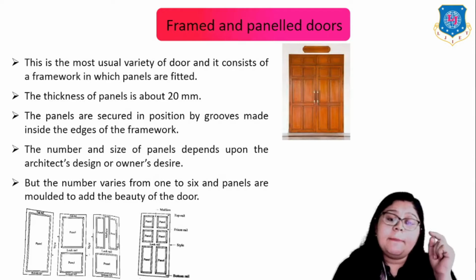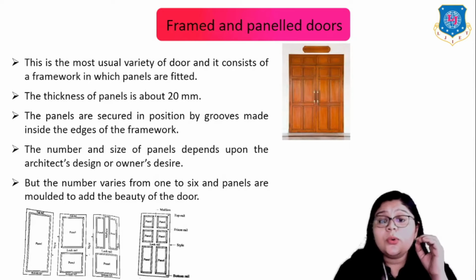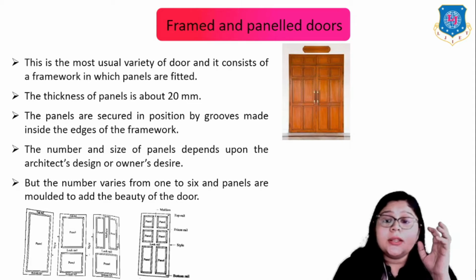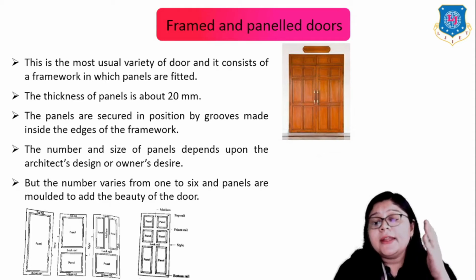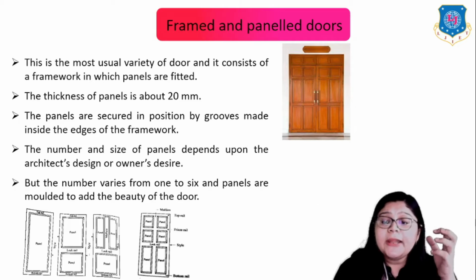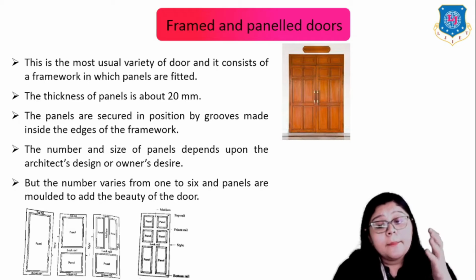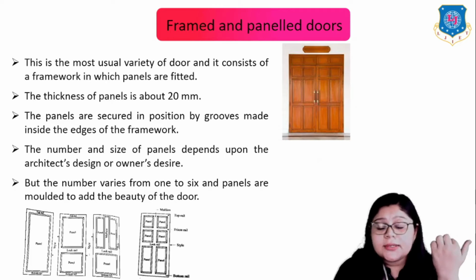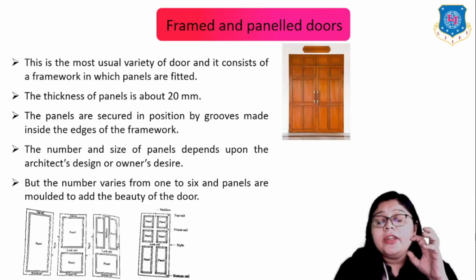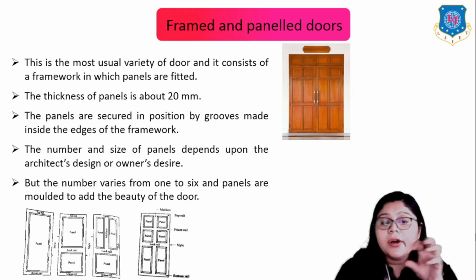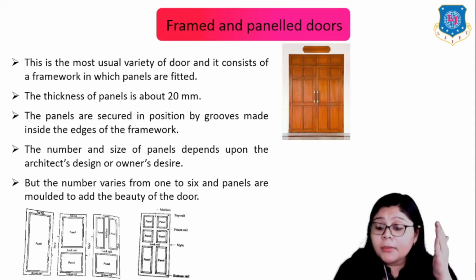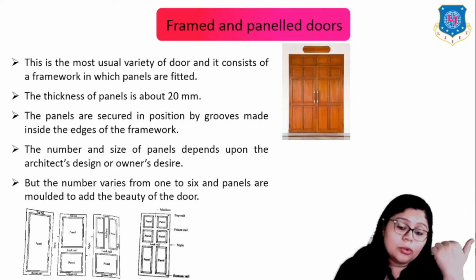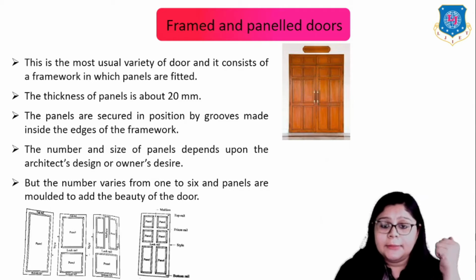Next is the framed and panelled door. This is the most usual variety of door and it consists of a framework in which panels are fitted. The thickness of panels is about 20 mm and the panels are secured in position by grooves made inside the edges of the framework. The number and size of panels depend upon the architect's or the owner's design, so we can manage the numbers according to our requirement. The number varies from 1 to 6 and panels are moulded to add to the beauty of the door, as shown in this cross section as well as this image.